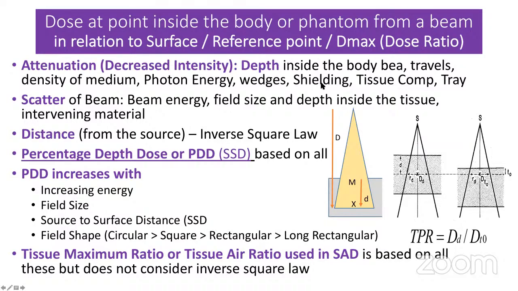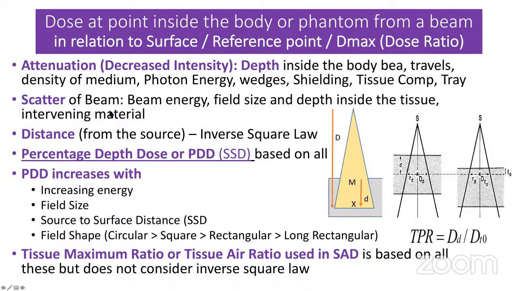be the wedges, it could be shielding material, it could be a tissue compensator, or even the tray on which you put the shielding material or any other thing. So all that will attenuate the beam. Okay, that is one thing.